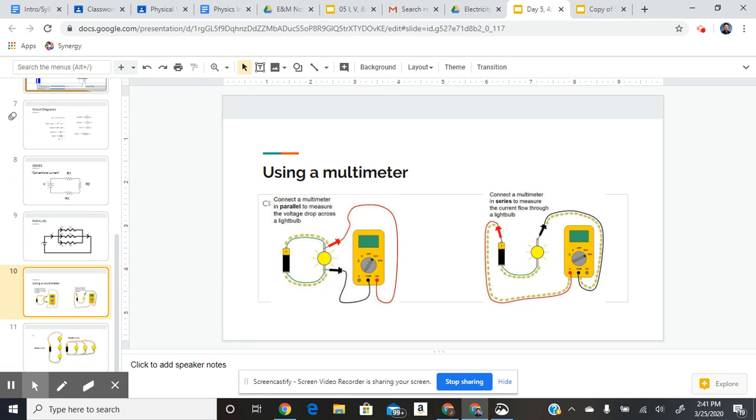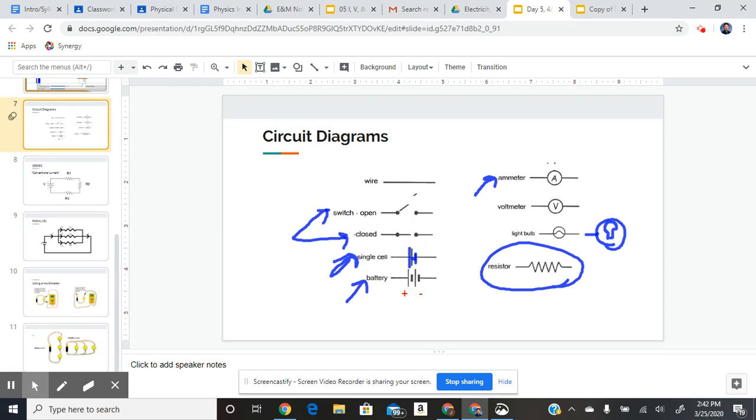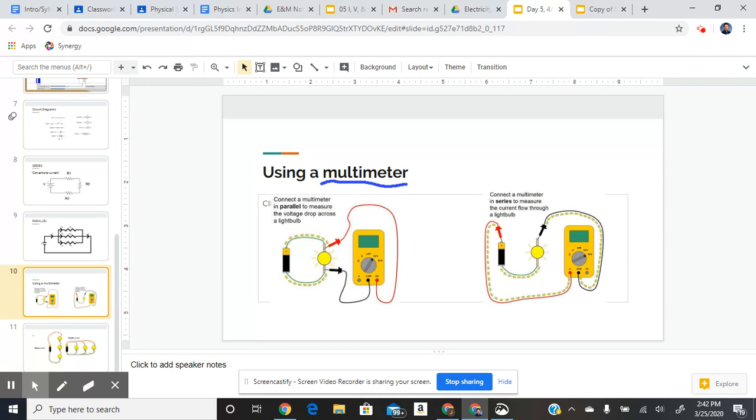So when you're using a multimeter, keep in mind the reason we call it a multimeter is because it can measure multiple things. Before, we had the terms ammeter and voltmeter, and those are specific to measuring just one thing. Ammeter measures current, voltmeter measures voltage. But a multimeter can measure voltage, resistance, and current.